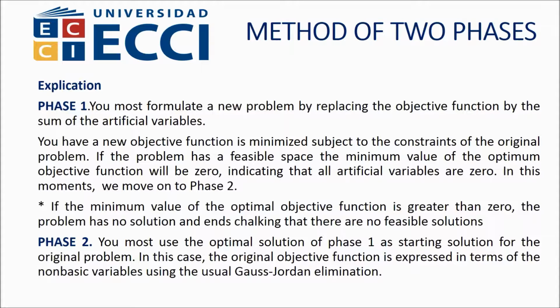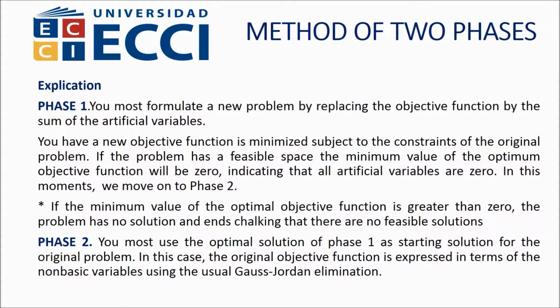Phase 1. You must formulate a new problem by declaring the objective function as the sum of the artificial variables. This new objective function is minimized subject to the constraints of the original problem. If the problem has a feasible space, the minimum value of the optimal objective function will be zero, indicating that all artificial variables are zero. At this moment, we move to phase 2.